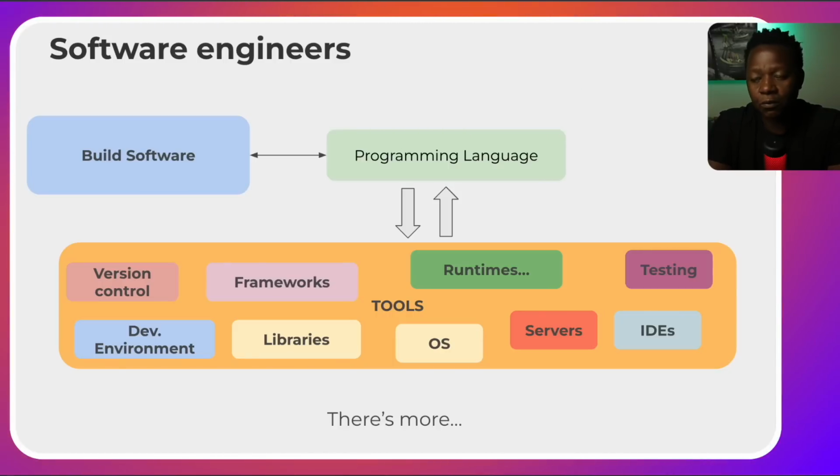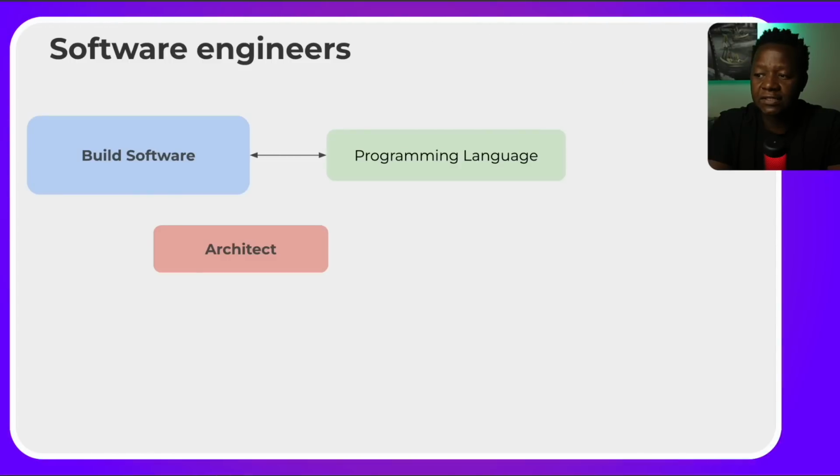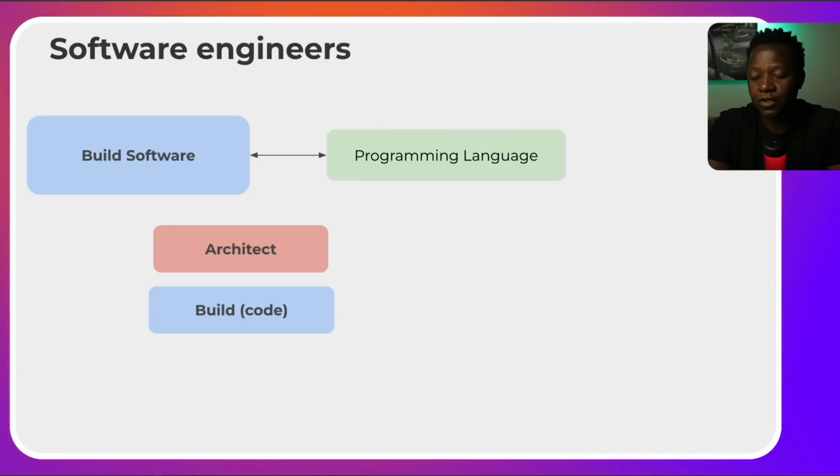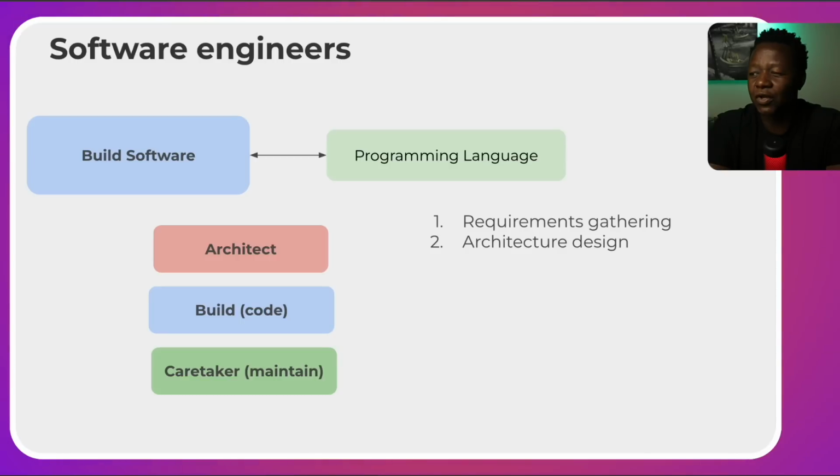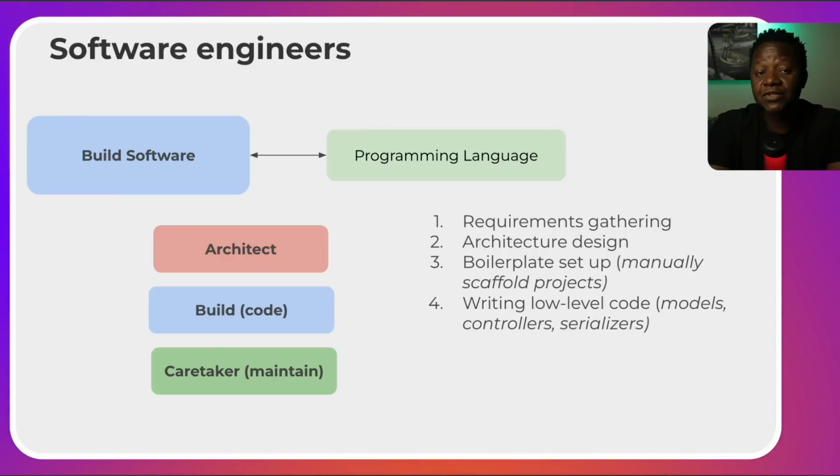But there is still more. You also need to understand a few other things. You need to understand the architecture of software. You need to understand how to actually code in an environment that is meant for production. You need to understand how to maintain, take care of that code. So there's a lot going on. Requirements gathering, architecture design, manually scaffolding the project that you're building, and understanding how to write low-level code such as models, controllers, as well as serializers, and all of these things that software developers must understand in order to successfully build software. And also there's styling, UI layouts.